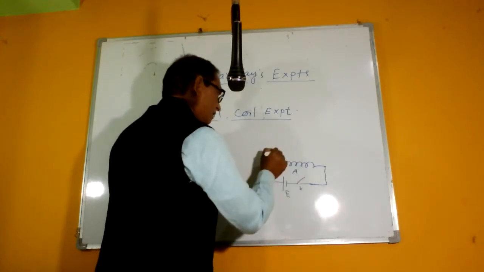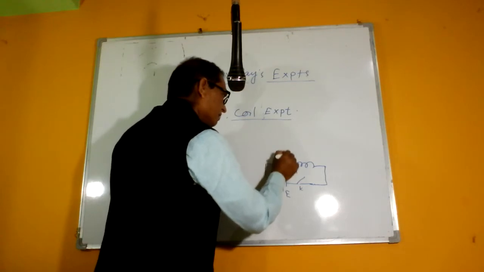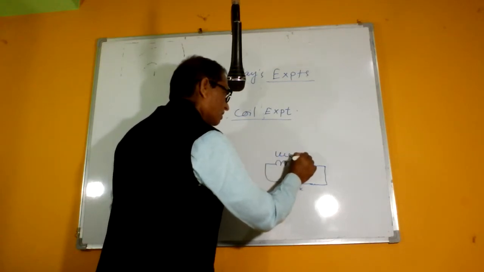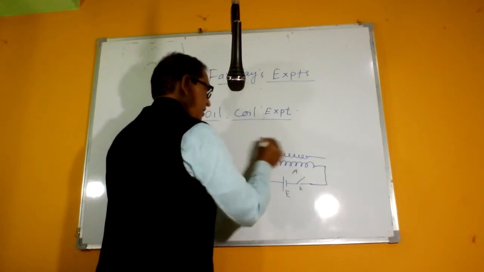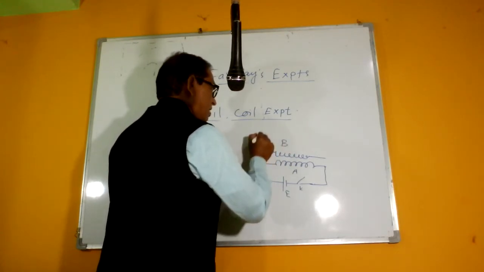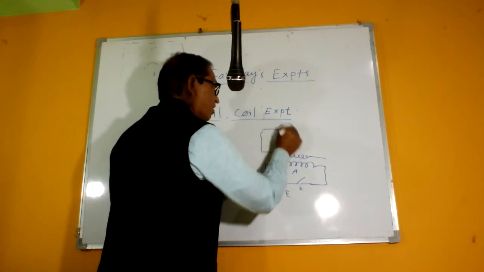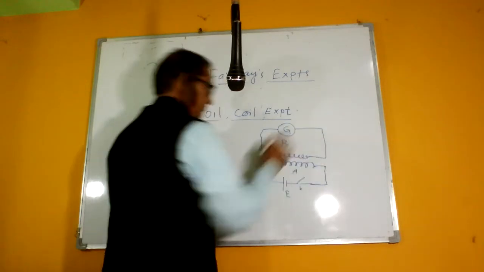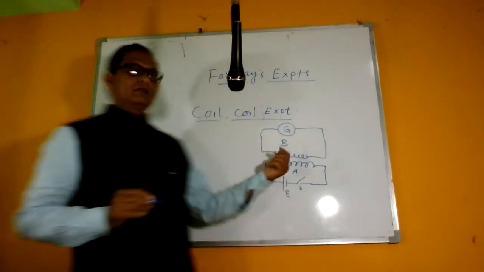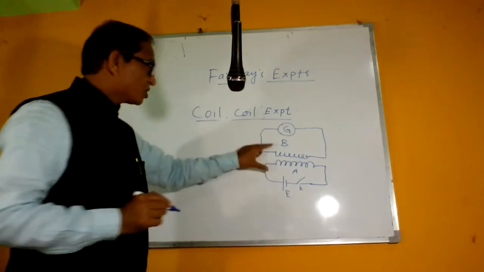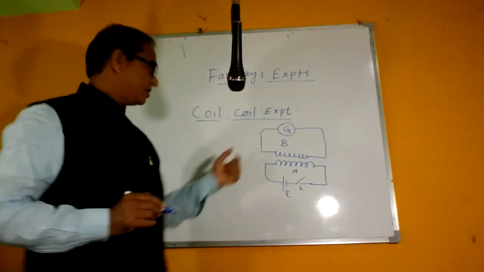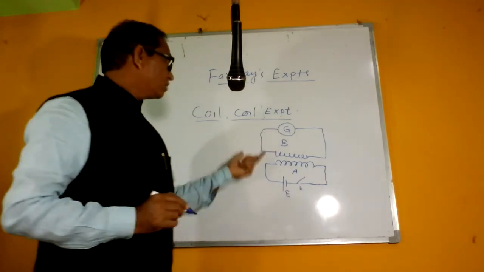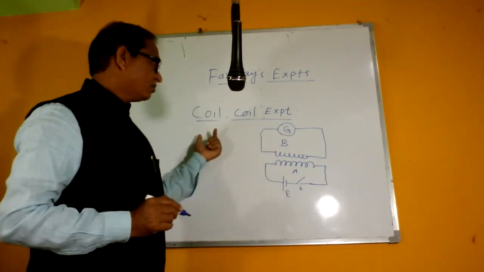And then another coil is kept near to the coil A. This is the coil B, and a very sensitive galvanometer is to be connected to this coil B. So this is the coil and coil experiment. This arrangement shows you the coil and coil experiment. Faraday's experiments we are discussing. So the second experiment we are going to discuss over here is the coil and coil experiment.